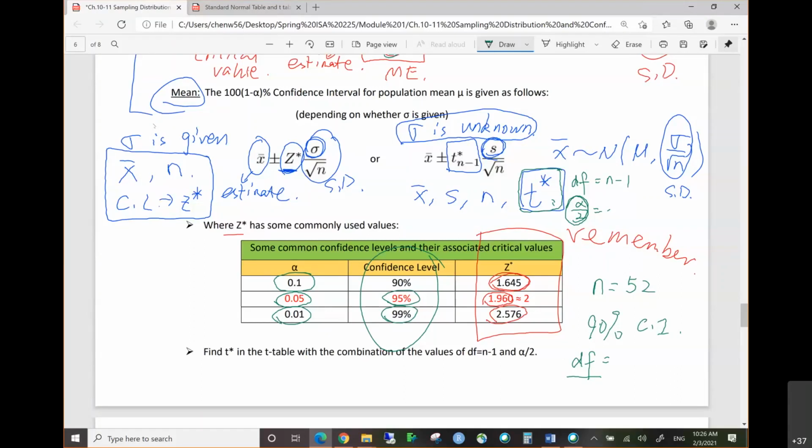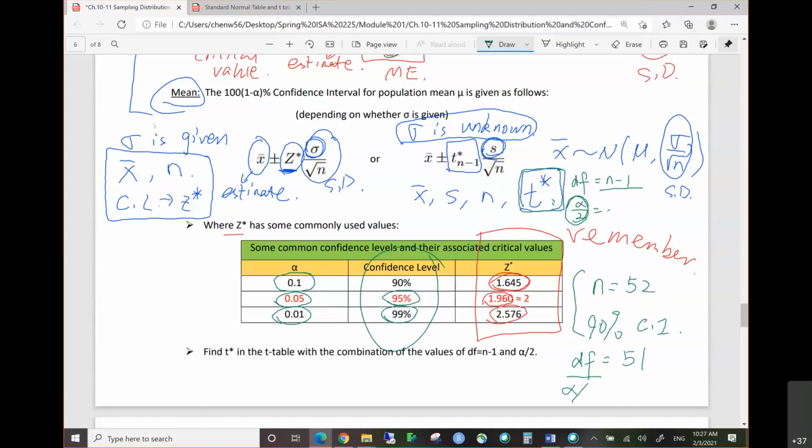We have n equals 52. We want the 90% confidence interval. Then what will be the degree of freedom? Is that just n minus 1? So it will be 51. 51. Perfect. All right, next question.